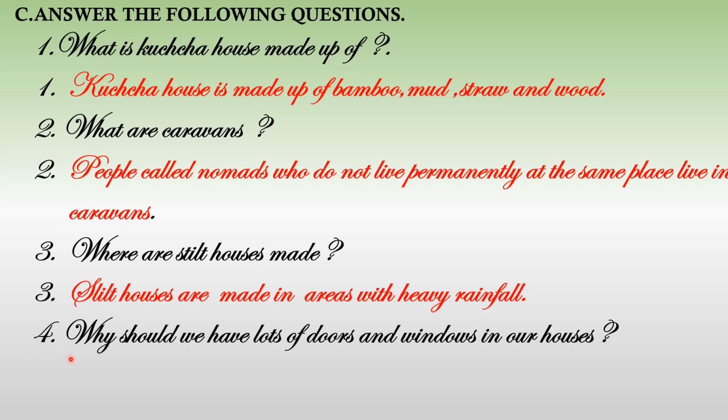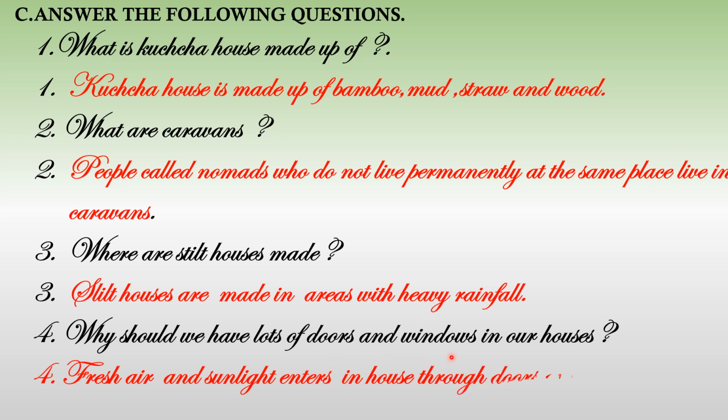Next question, question number 4. Why should we have lots of doors and windows in our houses? Fresh air and sunlight enter houses through doors and windows. So we should have lots of doors and windows in our houses. I repeat once again. Fresh air and sunlight enter the house through doors and windows. So we should have lots of doors and windows in our houses.